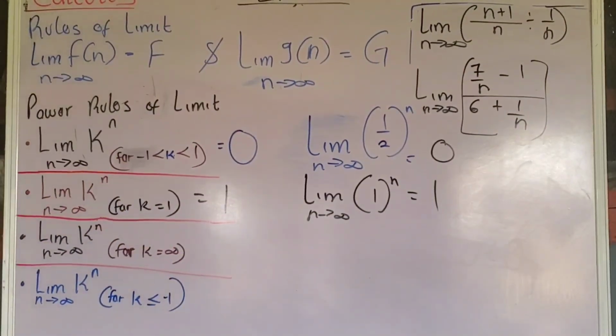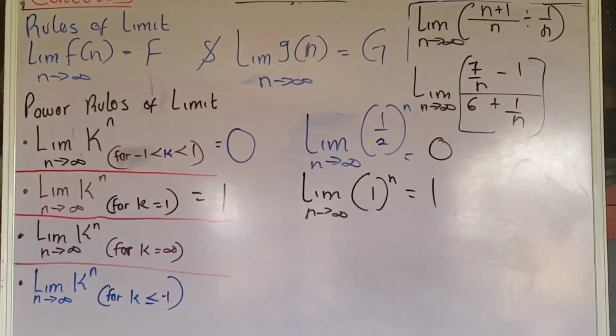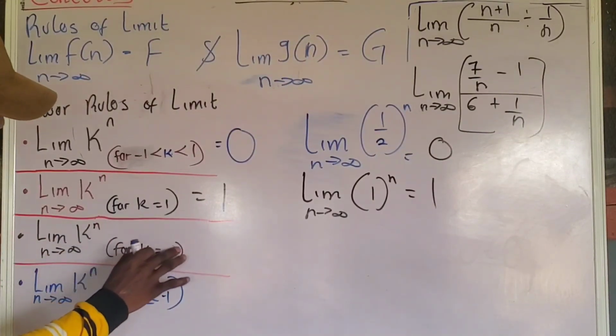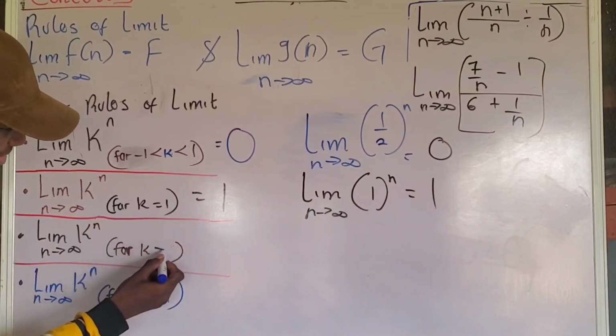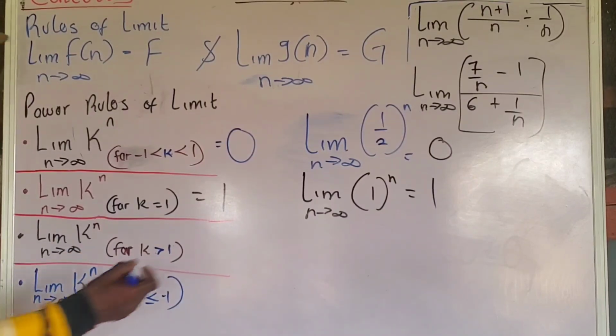Now, for the third condition, we have the limit of k to the power of n as n tends to infinity. Oh, sorry, I made a mistake. For k is greater than 1. For k is greater than 1. Okay? Now, what will be the limit of a function that looks like this? For k is greater than 1, that means that k may be 2, 3, 4, 5, 6. Are you getting what I'm trying to say? So, now, if k is greater than 1, and we take the limit of the function k to the power of n, where n tends to infinity, what will be the answer? The answer will be infinity.